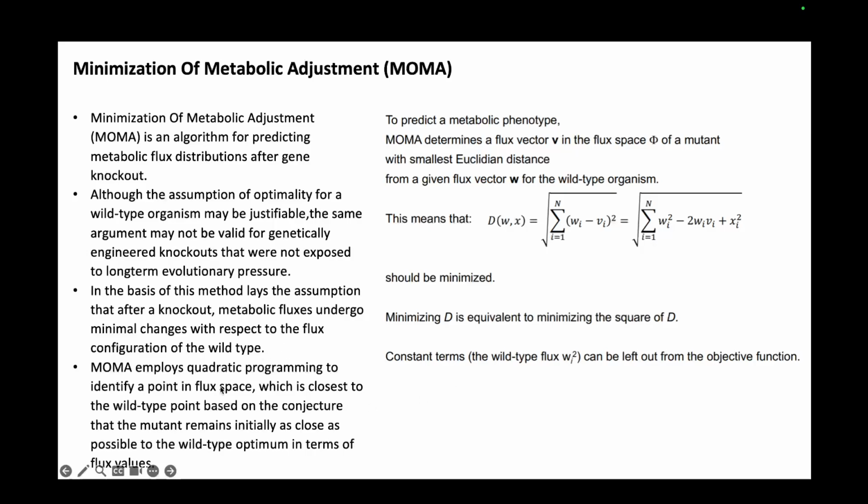It uses quadratic programming to identify a point in flux space which is closest to the wild type point, based on a conjecture that the mutant remains initially as close as possible to the wild type optimum in terms of flux values. To predict a metabolic phenotype, it uses a flux vector v in the flux space of a mutant with the smallest Euclidean distance. So basically, it measures the Euclidean distance between the wild type and the mutant, and tries to minimize that distance to get the optimal solution, based on the assumption that your knockout will be as close as possible to your wild type in terms of metabolic flux.